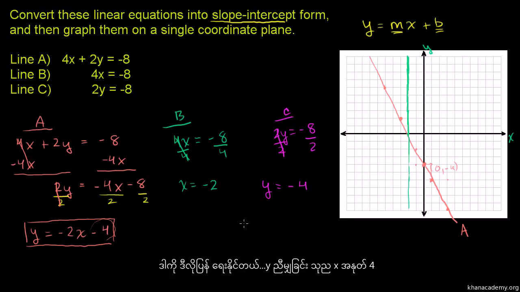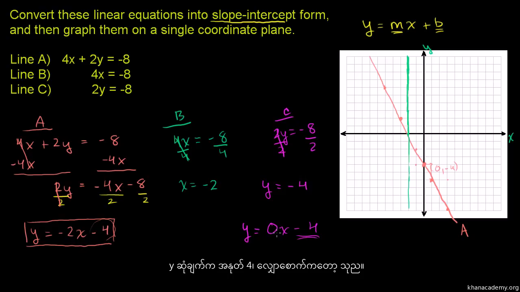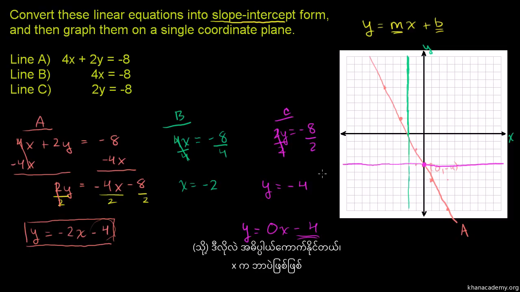We could rewrite this as y is equal to 0x minus 4, where the y-intercept is -4 and the slope is 0. Y-intercept is -4 right there, and the slope is 0. So if you move an arbitrary amount in the x direction, the y is not going to change. It's just going to stay at -4. Or you can just interpret it as y is equal to -4 no matter what x is. So then we are done.